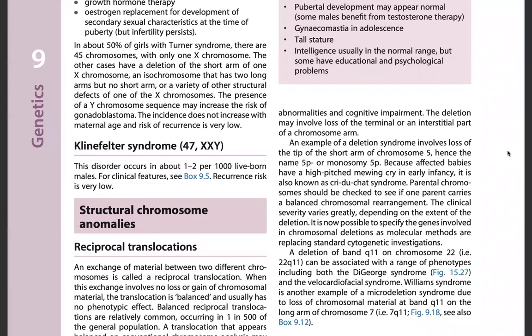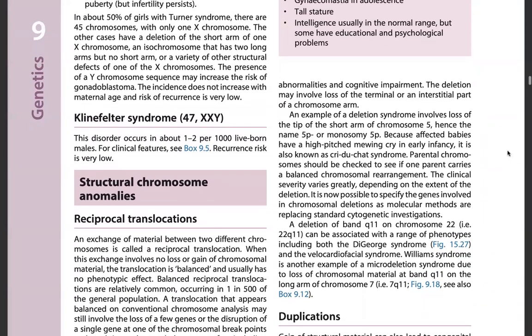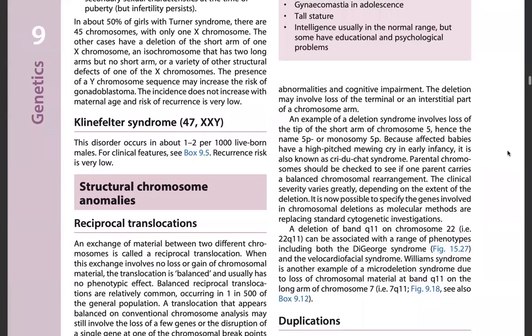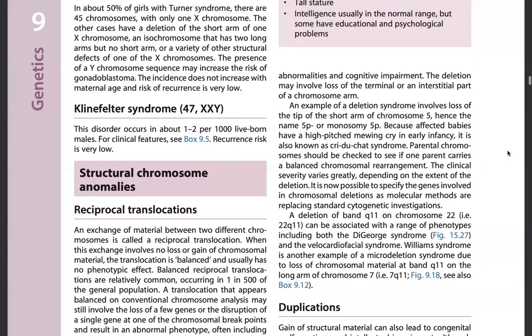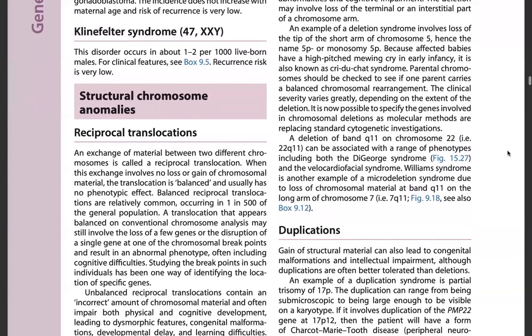Williams syndrome is another example of a microdeletion syndrome due to loss of chromosome material at band q11 on the long arm of chromosome 7. We will show the figure.